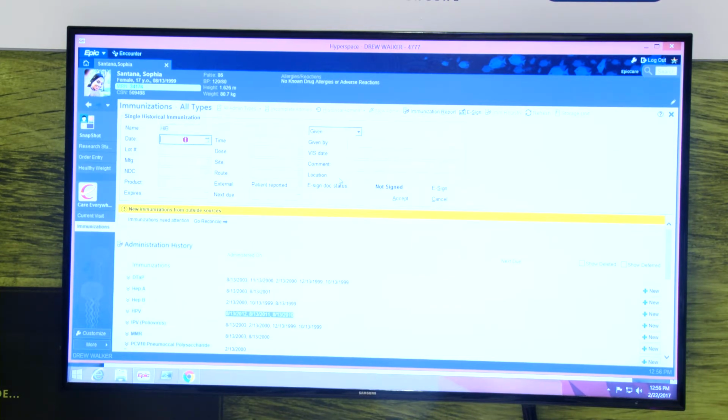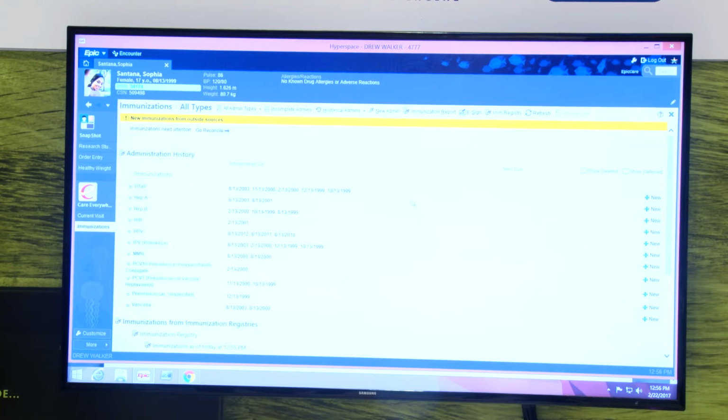Since this is a historical immunization, there's not a lot of data that we need to document, really just the immunization received and the date it was administered. Once I enter this data into her chart and click Accept, we're going to generate another HL7 V2 message to the state registry. So now the registry is aware of that historical immunization.